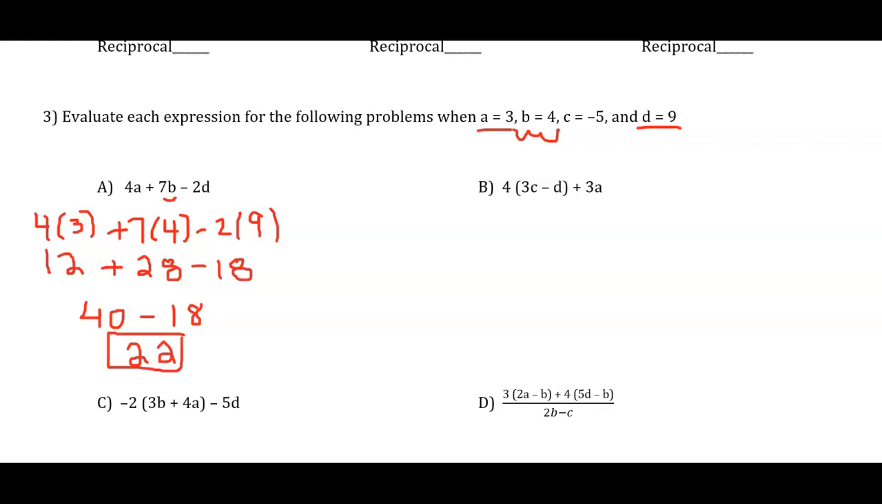It's a good habit to start boxing in your answers. It'll make checking your answers easier. It also makes checking your tests for me easier.